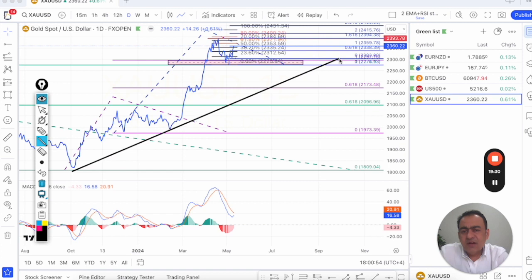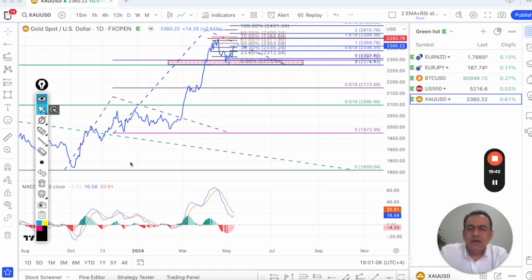Based on the rising trend line, it's still trading above this trend line. So only when it breaks below this rising trend line on the daily time frame can we expect a deeper correction, but it doesn't look like it. So there's a 90% probability that gold will continue to the next higher level.